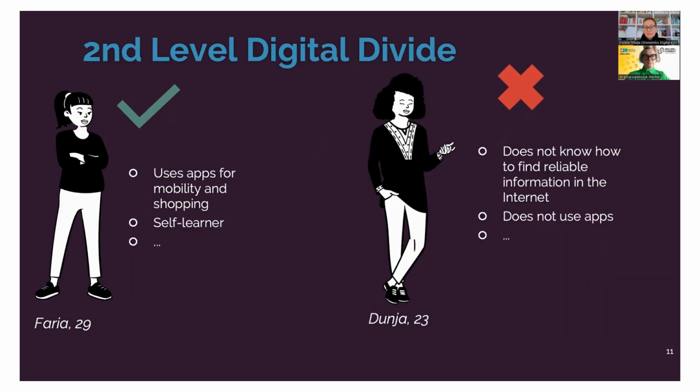On the second level digital divide, people then realized, okay, it's not enough to only have access, you also need to do something with the technology. So you need to be able to use apps. And here, in this example again, we would have Faria, who uses apps for mobility and shopping. She can use the internet to learn. She can use it to delve into new topics. Whereas Dunya, on the other hand, does not know how to find reliable information on the internet. She does not use apps. So again, we have this kind of binary gap between digital skills: people who have it, people who do not have it.